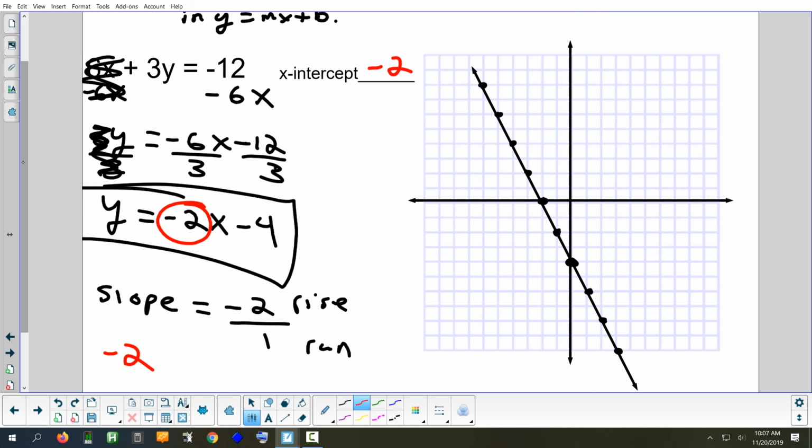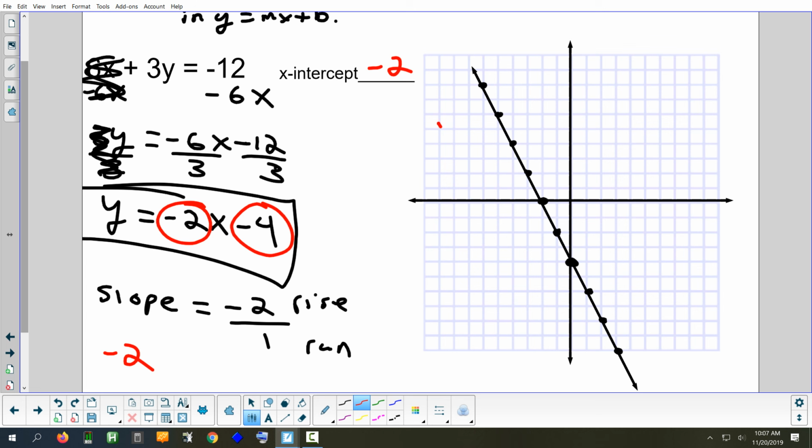How did you know what the y-intercept was? That's this number right here. So remember, the y-intercept is always the number at the end. The slope is always the number with x. And if I ask you to find the x-intercept this way, I'm going to make it very simple. I'm going to make it a nice number.